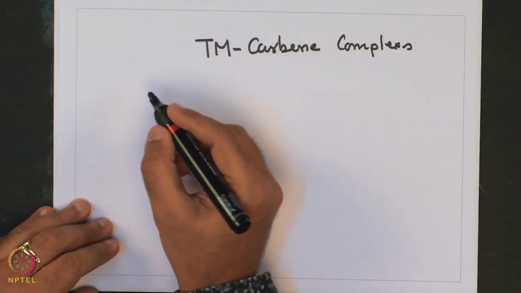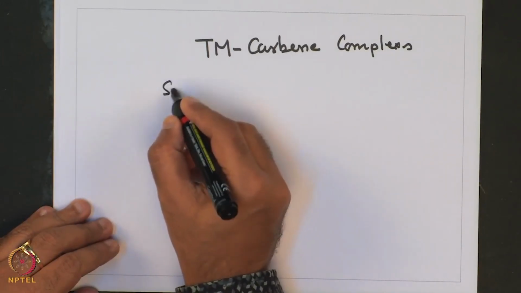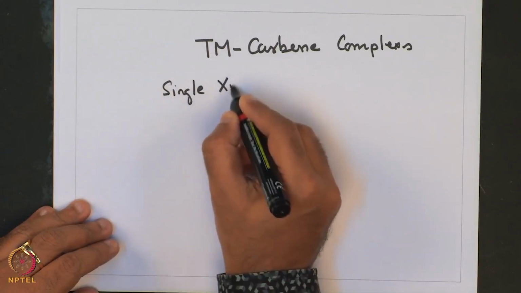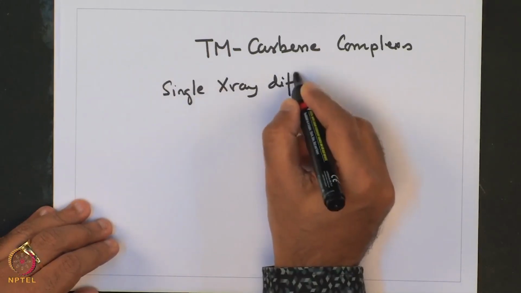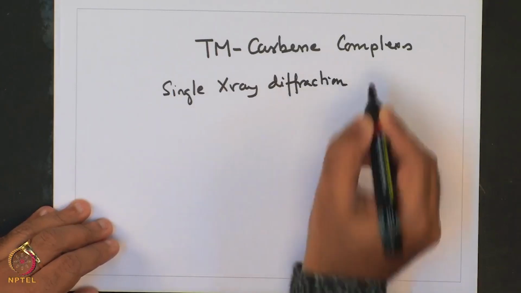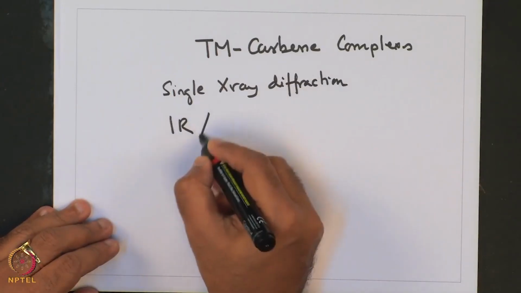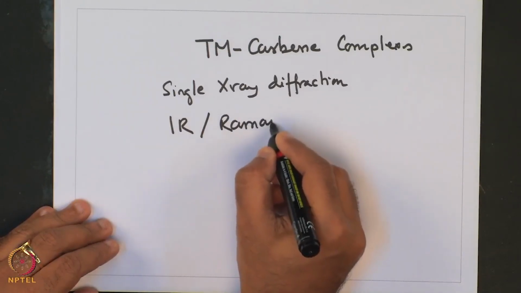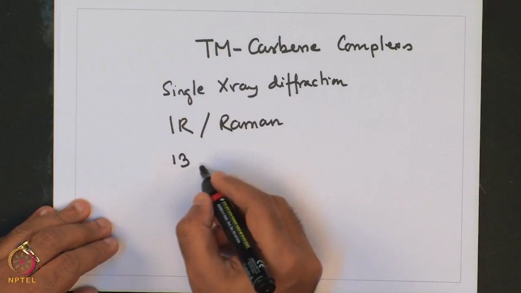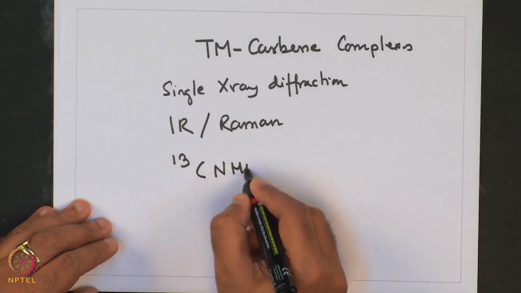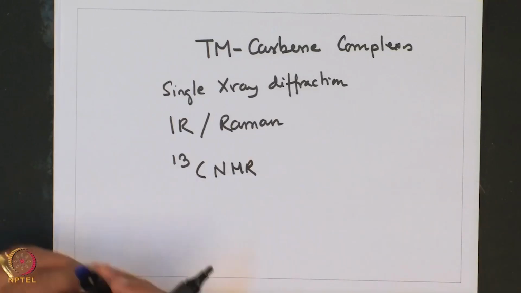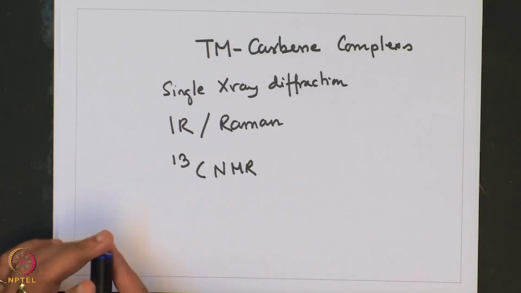The techniques that we discussed in our last lecture were single crystal X-ray diffraction, then IR, Raman spectroscopy as well as 13C NMR spectroscopy. And we had seen that these techniques are extremely good at characterizing various transition metal carbene complexes of both types, that is the Fischer and the Schrock types.